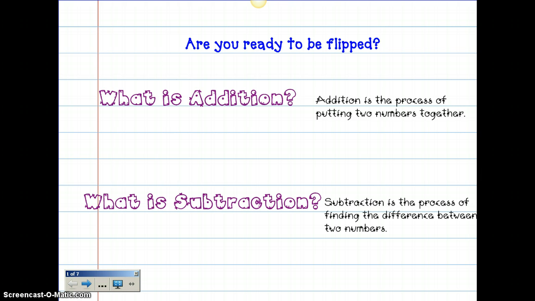Let's start off with, what is addition? Addition is the process of putting two numbers together. So, something plus something else, adding together. What is subtraction? Subtraction is the process of finding the difference between two numbers. And you need to focus on that word difference. How much more is another number, or subtracting, taking things away. So, focus on the word difference. Anytime you see difference, that's going to mean subtraction. Go ahead and fill this in on your homework. Pause if you need to, but I'm going to move on.